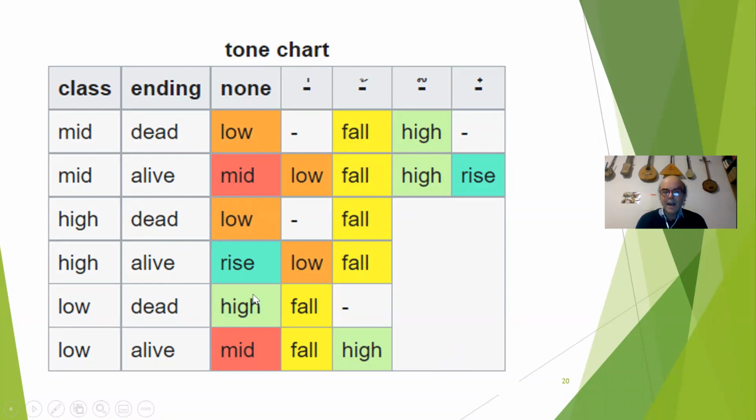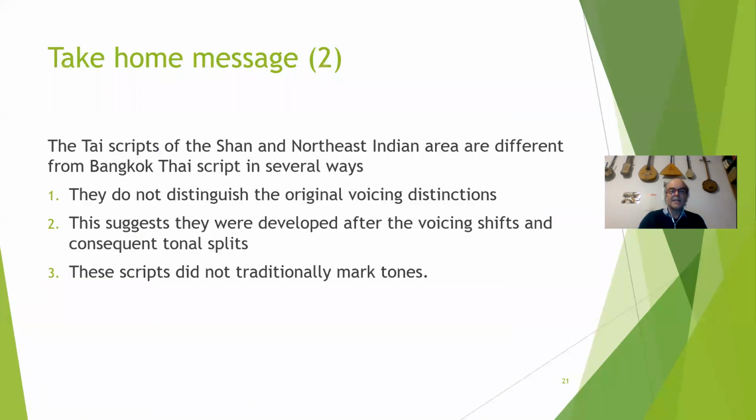Now, I've half explained how you work out the tones when you have a high class consonant, a live ending and no tone mark, and a low class consonant with a live ending. But that's only 2 of the possible different positions that you can have in the Thai language. There's an awful lot of complexity in tones.